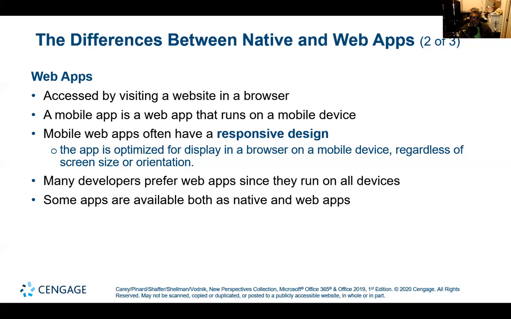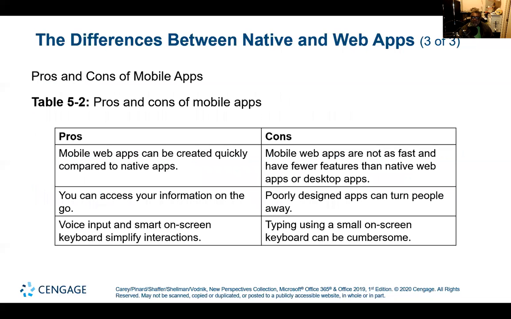accessed by visiting a website in a browser. A mobile web app is a web app that runs on mobile devices. And mobile web apps often have responsive design. The app is optimized to display in the browser on the mobile device, regardless of the screen size or orientation. Many developers prefer web apps since they run on all devices. Some apps are available both as native and web apps.